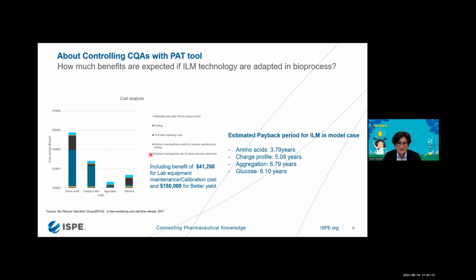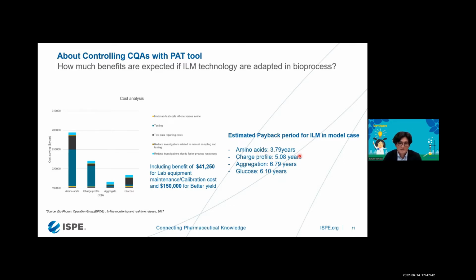They also estimated the payback period for inline monitoring in their model case. So implementing the inline monitoring technology will cost a very high investment. But according to their analysis, the investment can be paid back within a few years. In the case of amino acid, the payback period is estimated at 3.79 years.